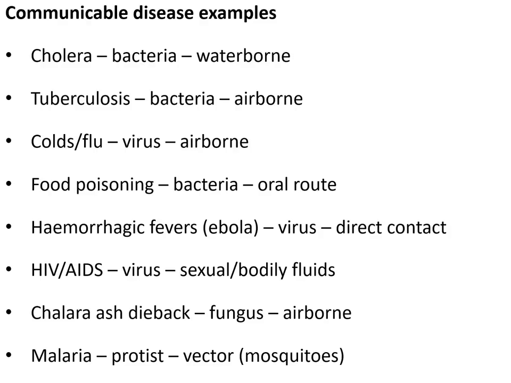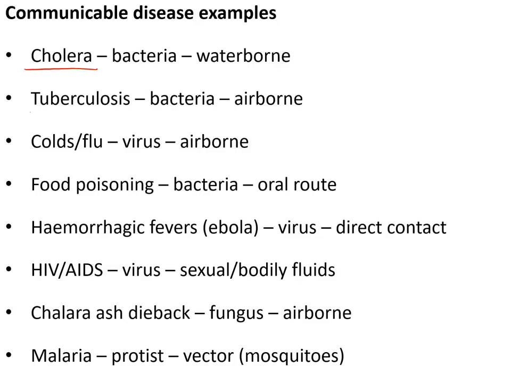So some specific examples, we have cholera. Cholera is caused by bacteria, and it is waterborne. So cholera leads to very severe diarrhea. So if someone has such diarrhea and the bacteria make their way into the water that you drink, you will then get the cholera.